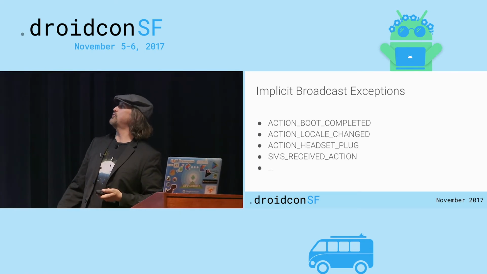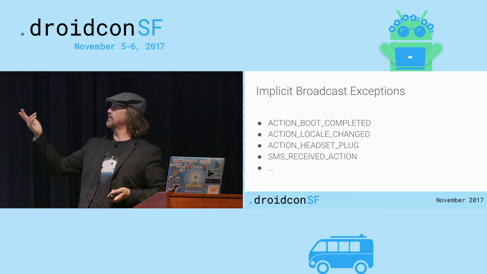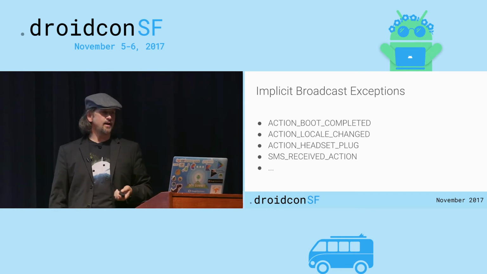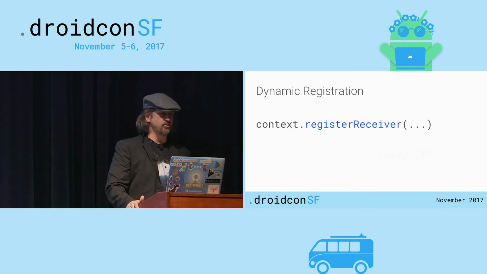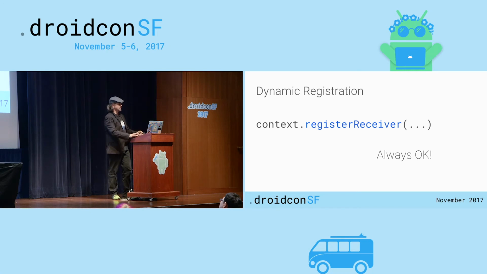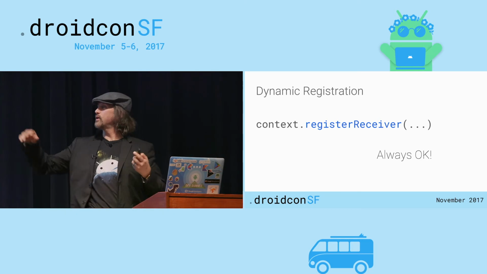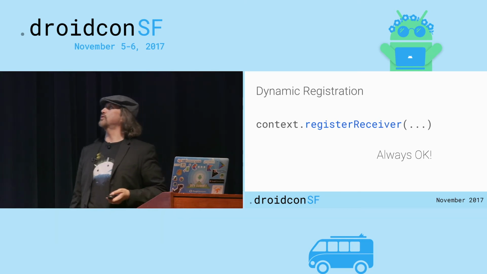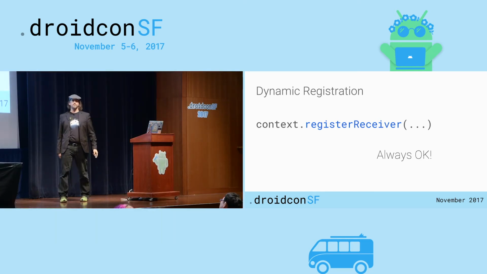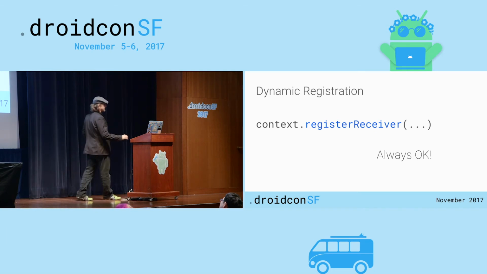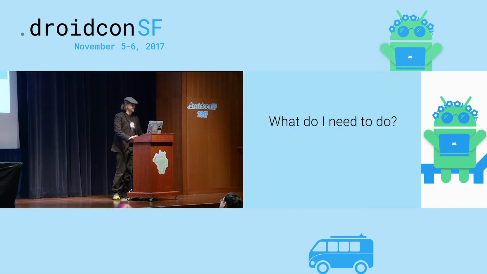And then we've got a couple of things that are sent infrequently that might be useful, like locale change, headset plug, and SMS received action. So those still work as normal. There are just a few exceptions there. And again, these only apply to things that are registered in the manifest. So if you use register receiver, it's fine. It'll always work in your app. It's just talking about stuff in the manifest.